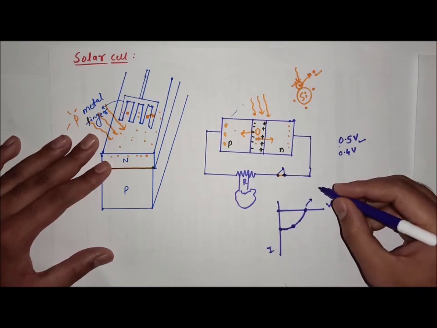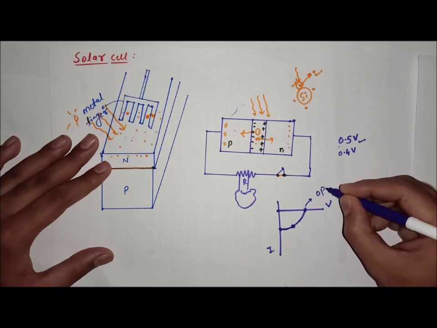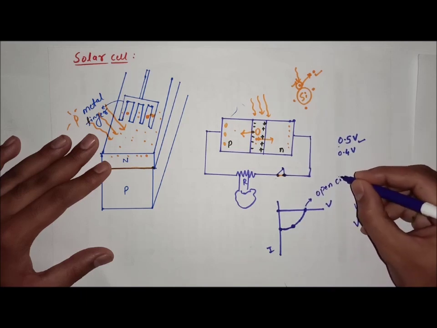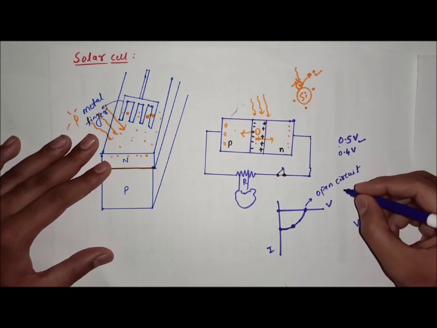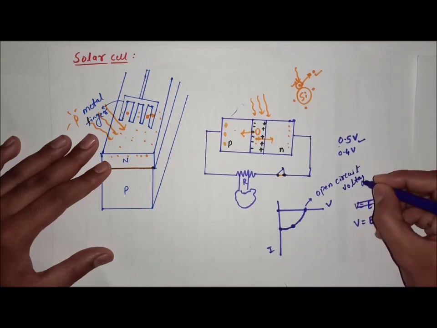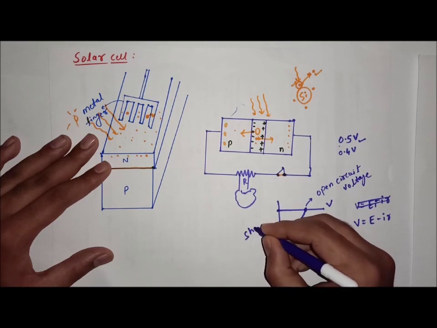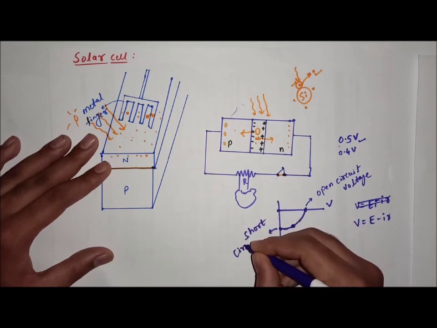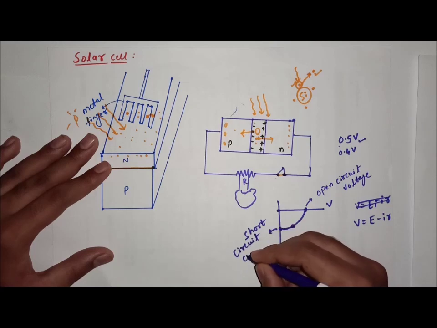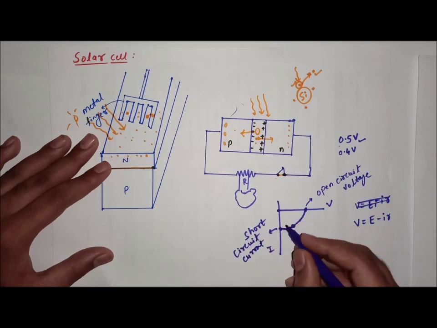This voltage is called the open circuit voltage, and this is the short circuit current. Short circuit current. This part.